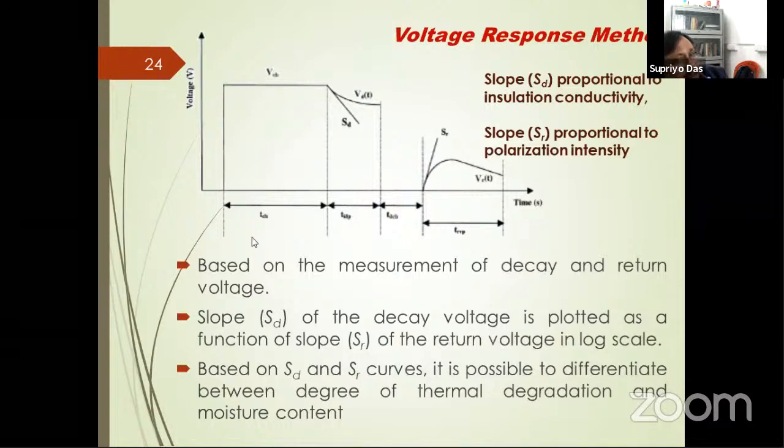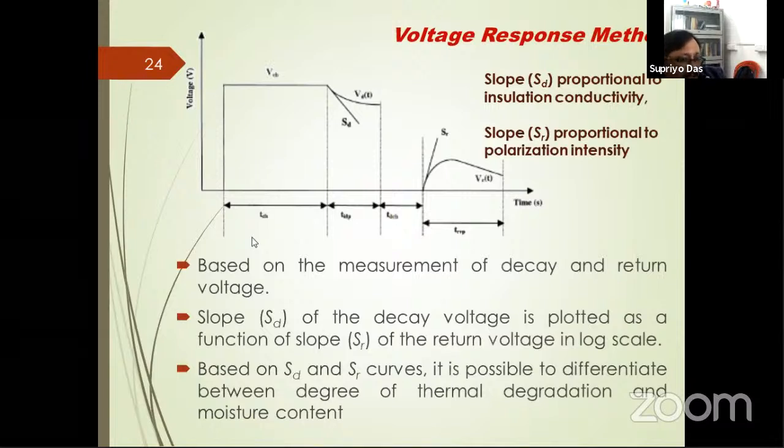And then it is shorted for a very short time, and then we measure the return voltage. The initial slope of the return voltage is SR, which is proportional to the polarization intensity. So based on the measurement of decay and return voltage, this voltage response method is used. It is also derived from the return voltage method.